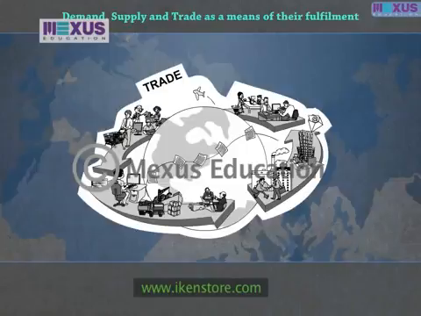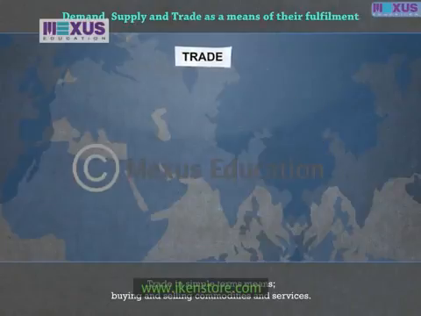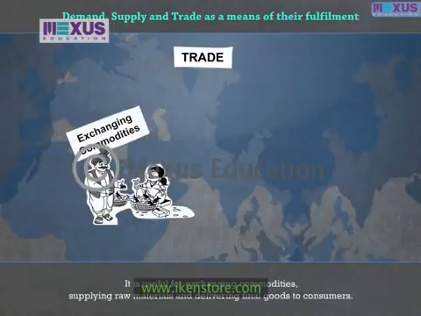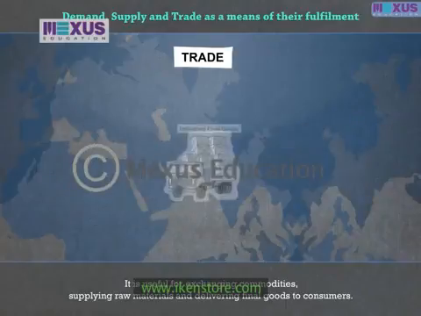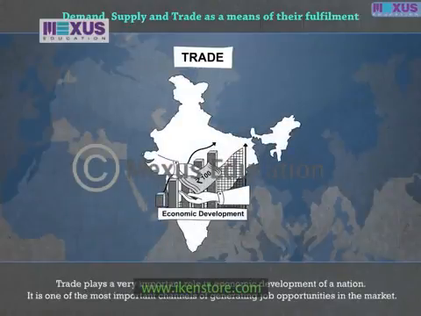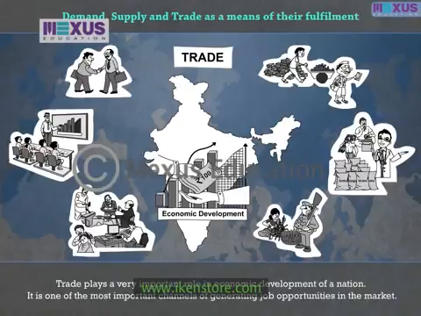Now let us understand the role played by trade as a means of fulfillment of demand and supply in the market. Trade in simple terms means buying and selling commodities and services. It is useful for exchanging commodities, supplying raw materials, and delivering final goods to consumers. Trade plays a very important role in economic development of a nation. It is one of the most important channels of generating job opportunities in the market.